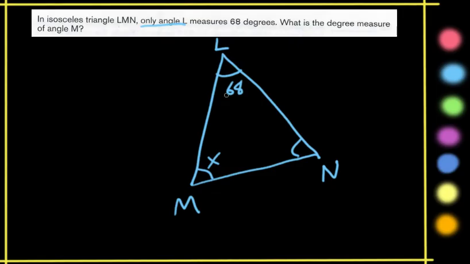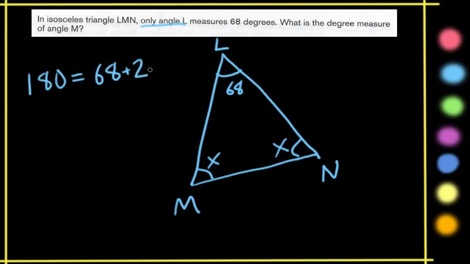And we know that it can't be M and L that are the same because L is the only one that's 68 degrees. And by the same logic, it can't be N and L. So that means it has to be M and N that are the same. So we can put an X here. The other thing you have to know is that the three interior angles of a triangle add up to 180 degrees. So now we have 180 degrees equals 68 plus X.